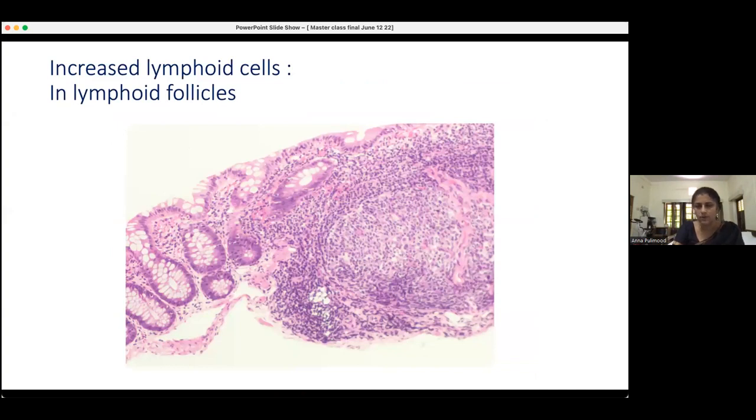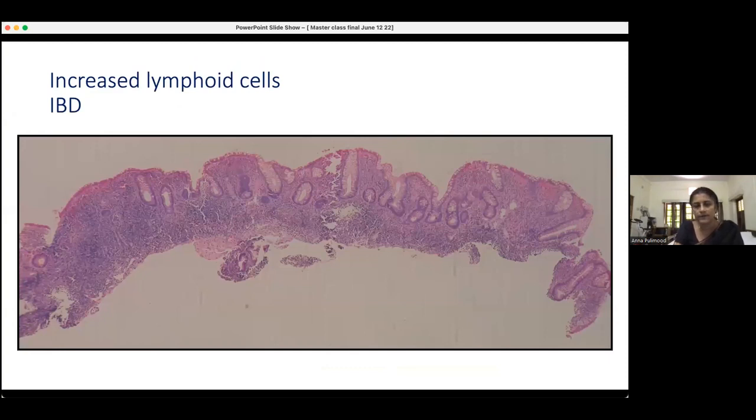It's not abnormal, it's not pathology. Many people mistake lymphoid follicles for chronic inflammation, but it is not. Even in a normal individual, you can get lymphoid follicles with germinal centers. But you get a lot of lymphoid cells in IBD. Sometimes it's difficult to differentiate IBD from a lymphoma.